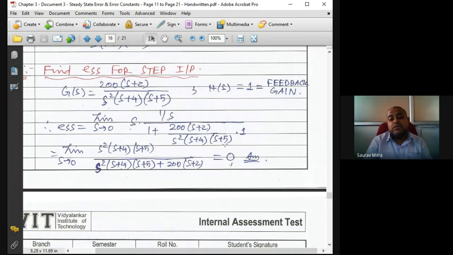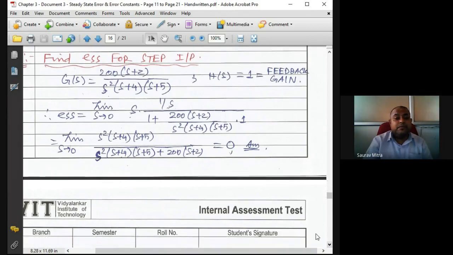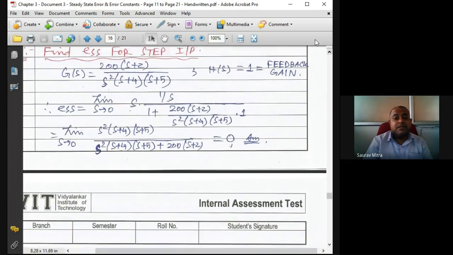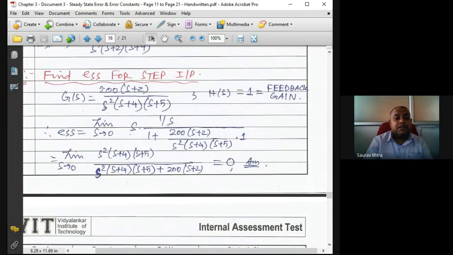Steady state error equal to 0 means at t tends to infinity, the output of the system will be equal to 1. That means whatever is the given input, the output of the system will reach the amplitude of the given input. That is the significance of steady state error being 0. Okay, so this is one very simple numerical, but an important numerical to understand the concept of type. It is a type 2 system because it is S square. S square means there are two poles at the origin.